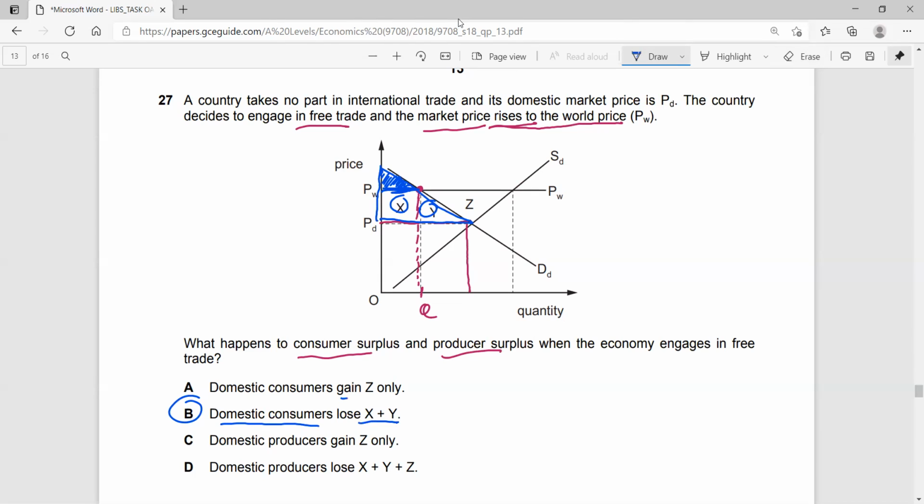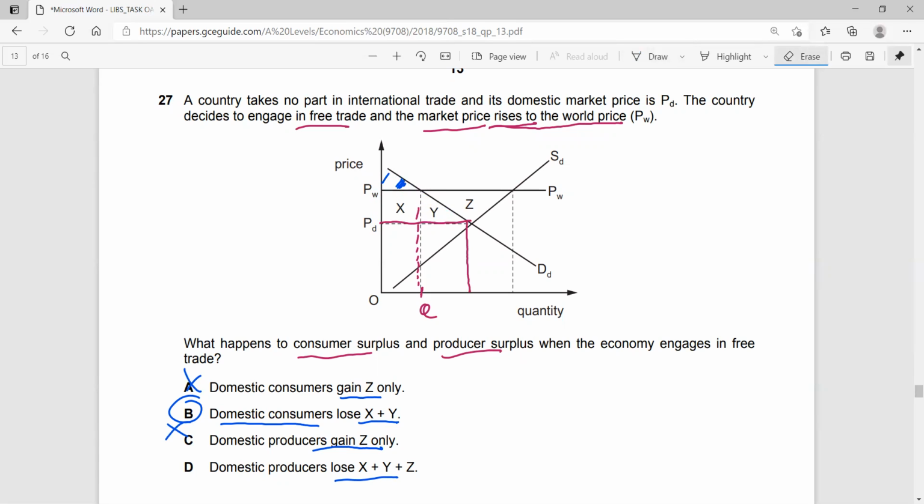Domestic consumers gain Z only. Well, for the same reason, it's not Z. Domestic producers gain Z only. I don't think domestic producers gain anything, because the world price is the same as the domestic price, so you just import everything. So domestic producers lose X plus Y plus Z. They didn't have X plus Y plus Z to begin with, by the way.